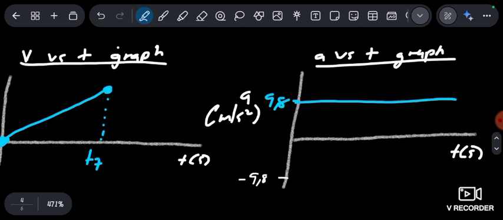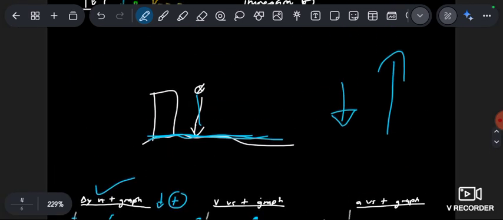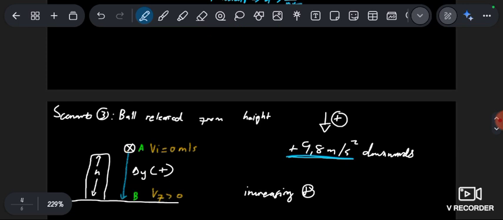Right? And I said to you, it will always be a straight line. It will depend on which direction you take. It will always be just a horizontal, flat line. It's fine. Right? So that is just scenario number 3.